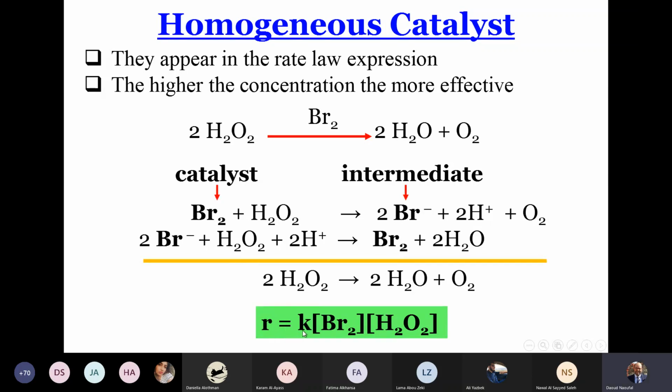expression is R equals K times [Br2] to the power 1 times [H2O2] to the power 1. So the reaction is first order with respect to the catalyst and first order with respect to H2O2. In this case, the homogeneous catalyst appears in the rate law expression, and pay attention, the heterogeneous did not appear in the rate law expression. This is the main difference between homogeneous and heterogeneous catalysts in the rate law expression.